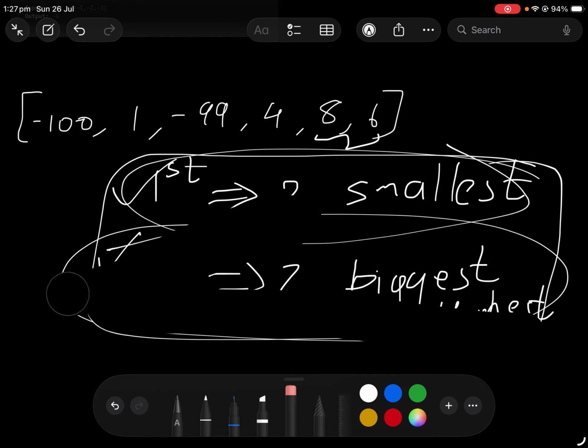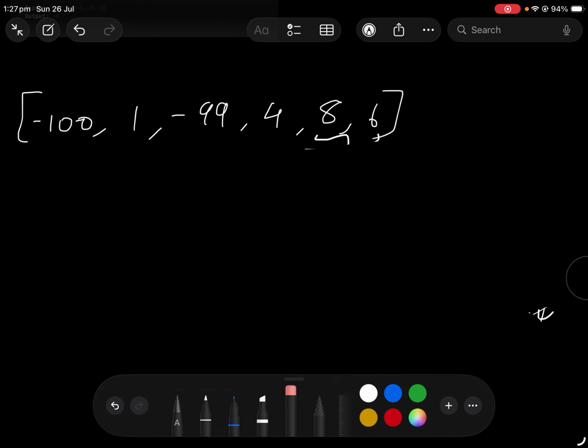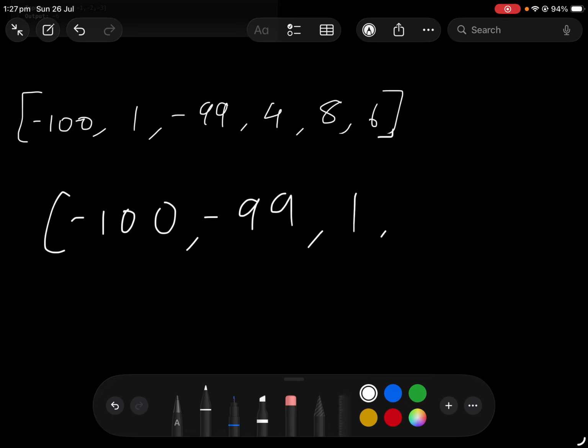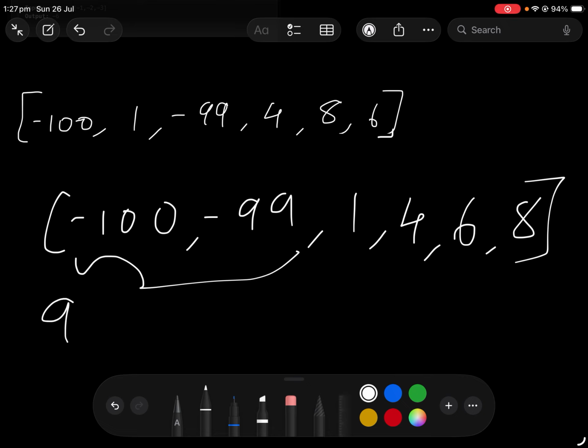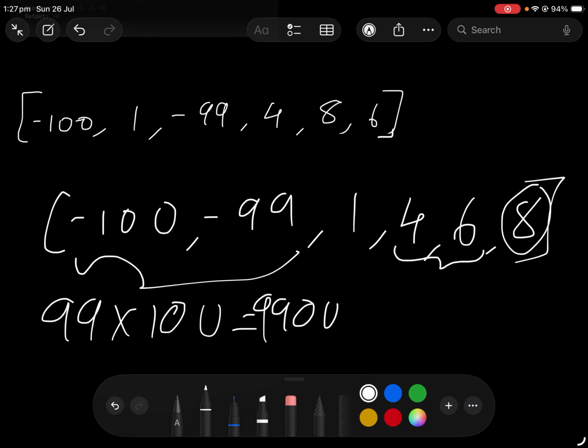The first algorithm I can apply is to simply sort this array, to get the highest and lowest numbers. If I sort this, I'll get this array. Then what I'll do is multiply the smallest two numbers, -99 into -100. The negatives will be cancelled, so this becomes 9900.